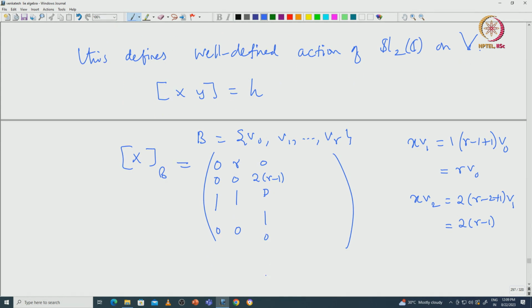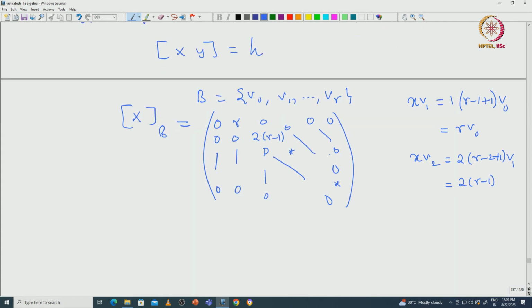Okay. So it is clear that on the diagonal all the entries will be 0, only the first off diagonal will have entries and all other things will be 0. So this is going to be a strictly upper triangular matrix, with the entries only in the first off diagonal, on the top of the diagonal. So that is very clear.